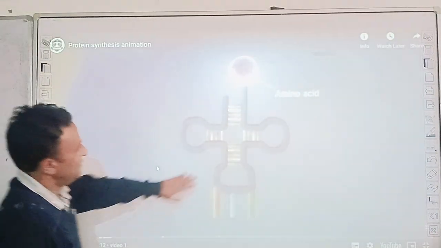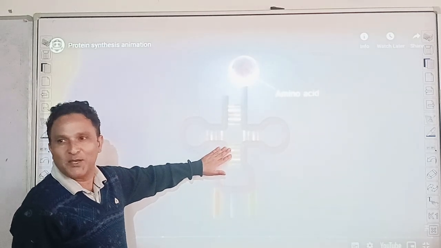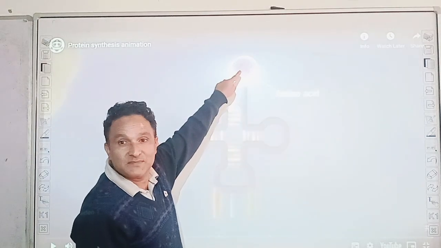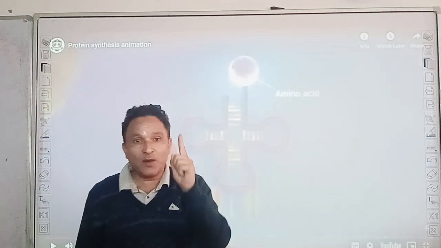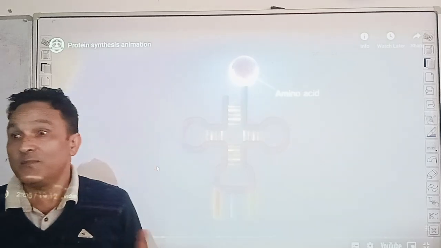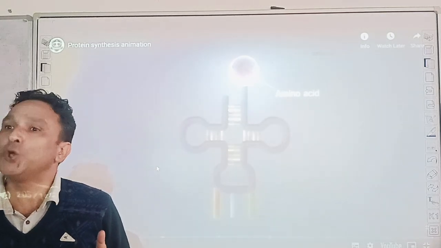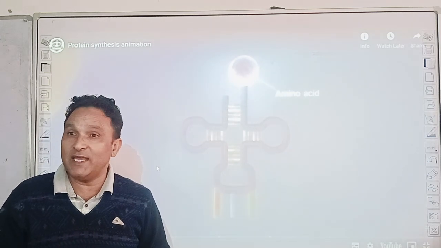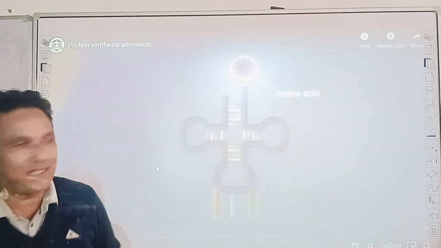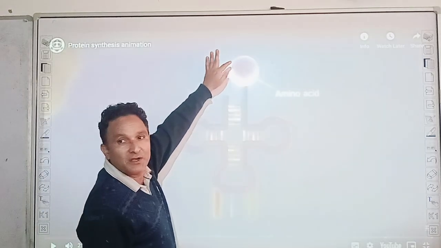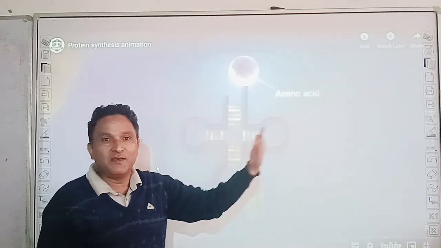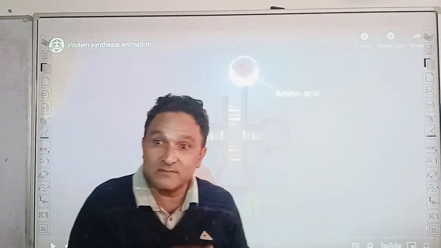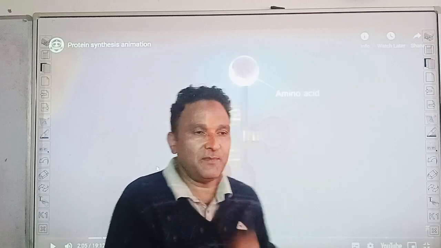What is this? tRNA molecule. Three bases. What is this? Amino acid. The first amino acid, AUG. First amino acid, methionine. So in every protein chain, the first amino acid is methionine, which is loaded on the tRNA molecule. It will go to the smaller subunit, in which site? P site.